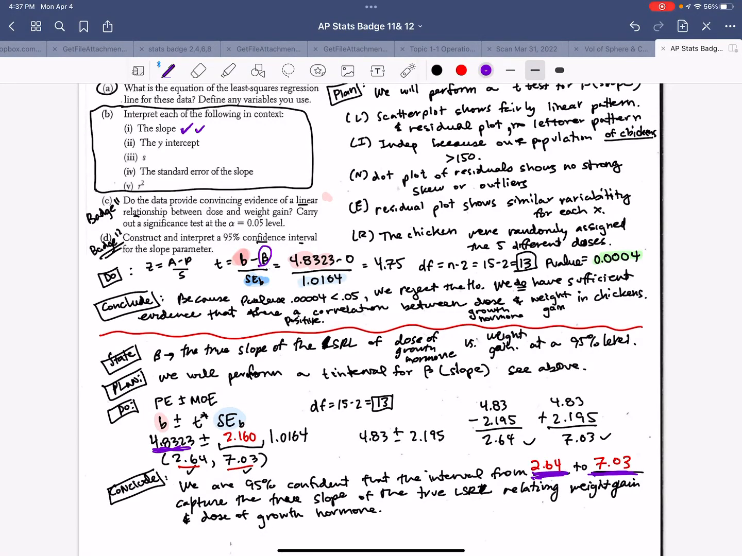So notice that, we'll do this in another class, but interpreting this slope might be even more important for the scientist that's studying these chickens. The slope would mean the change in y over 1. So if I was to interpret this slope, I'm essentially saying that we believe that the chicken would have 4.8 ounces of weight gain for every one dose given. And so this would help us predict how much growth hormone to give it if we wanted it to hit a certain amount of weight gain.